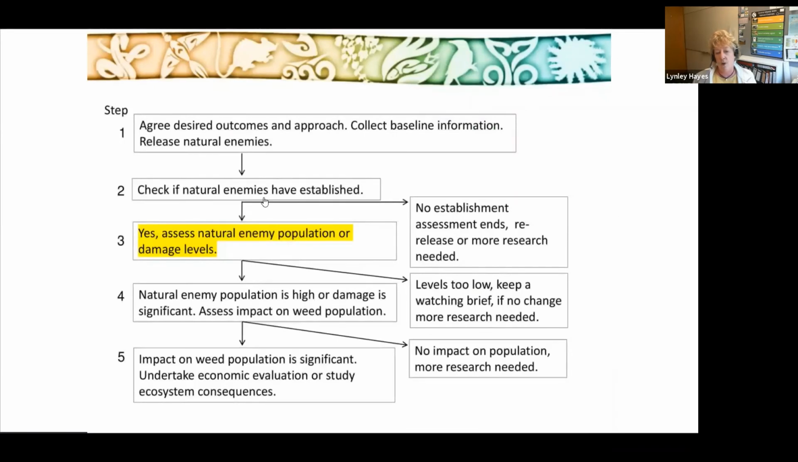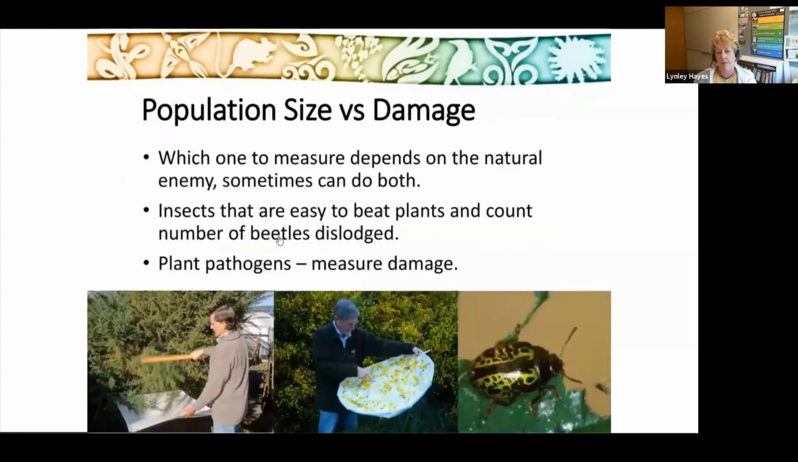So when we are sure that we've got establishment, the next thing we've got to look at is, are they building up? Are they doing what we're expecting of them? Because again, if the numbers don't build up, if you have to go and spend an hour finding one beetle, there's not really much more to measure. So we need to assess, are they building up? And so there's two things you can do. You can actually measure the population size of the natural enemy, or you can measure the damage they're doing. And which one you do will depend on the natural enemy.